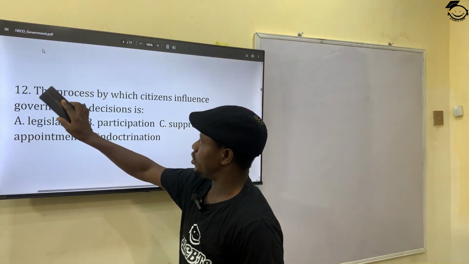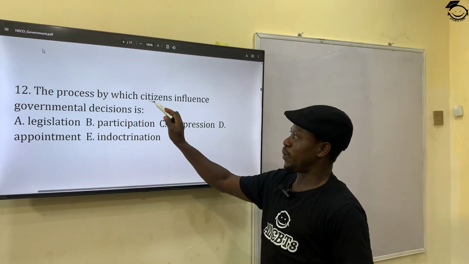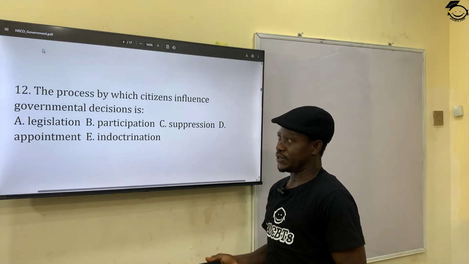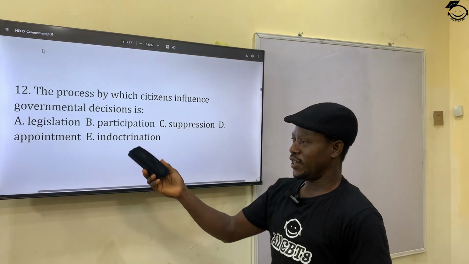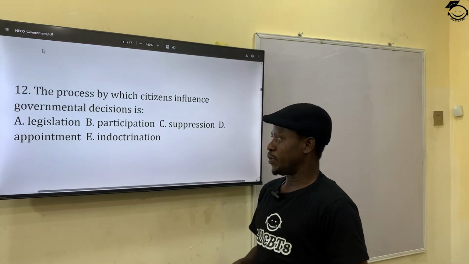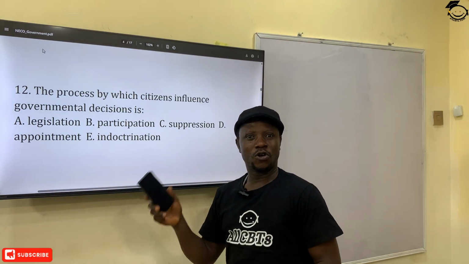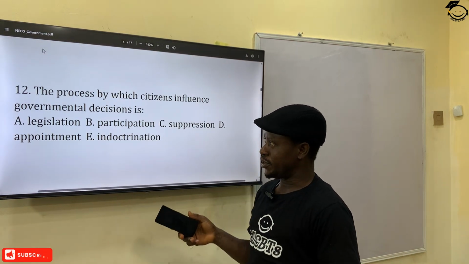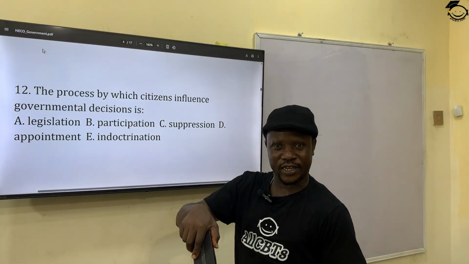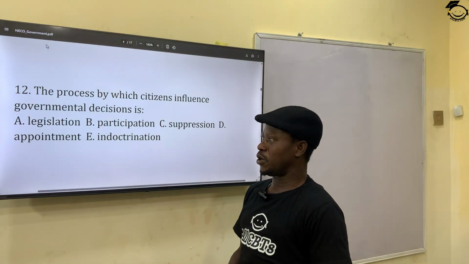Okay? Let's see the next question. The process by which citizens influence governmental decision is: citizens are expected to be part and parcel of the ruling of the government. They should have a say on how government rules them. And that's what we call democracy. So this process of doing that, what do we call it? A, legislation. B, participation. C, suppression. D, appointment. E, indoctrination. The correct answer to this question is participation. That's what we call political participation. Remember, in a democracy, particularly in direct democracy, we are all participating in politics. We are all participating in government, directly or indirectly. So participation is the only way the citizen can influence decisions of the government.